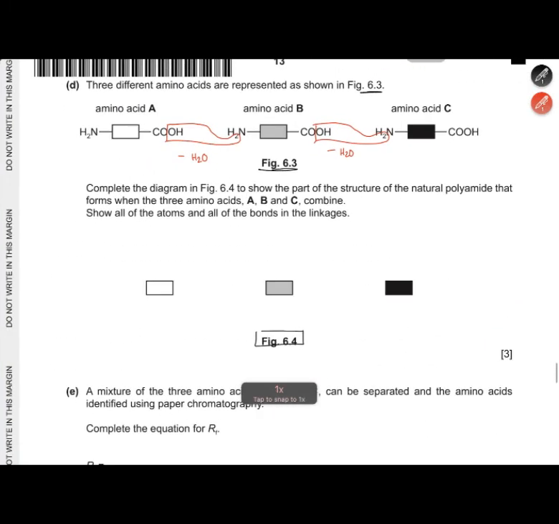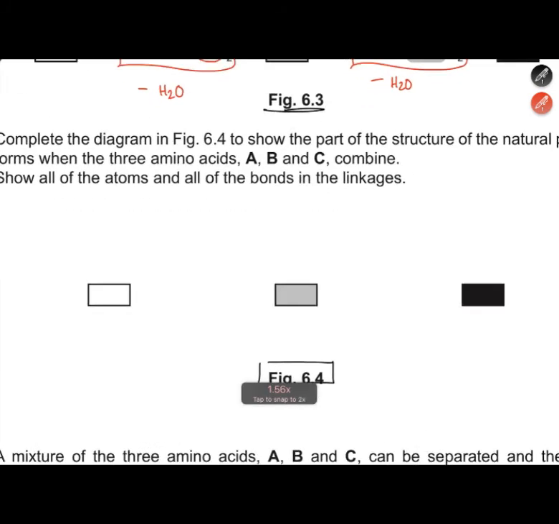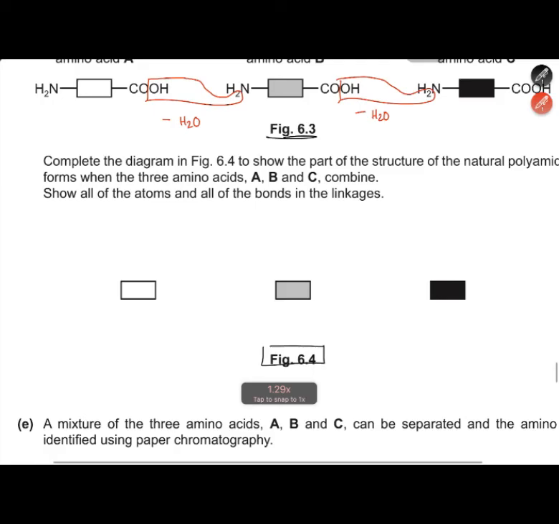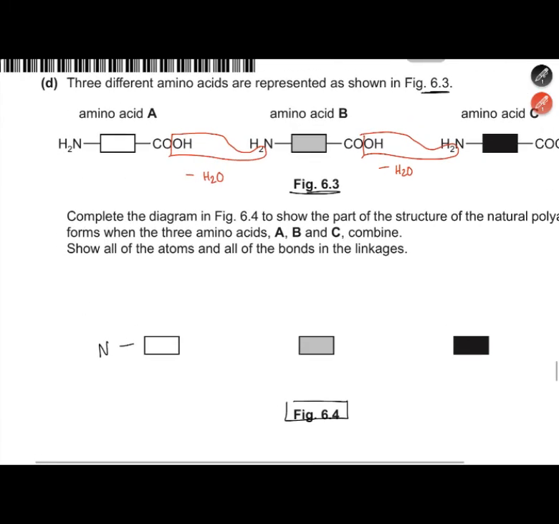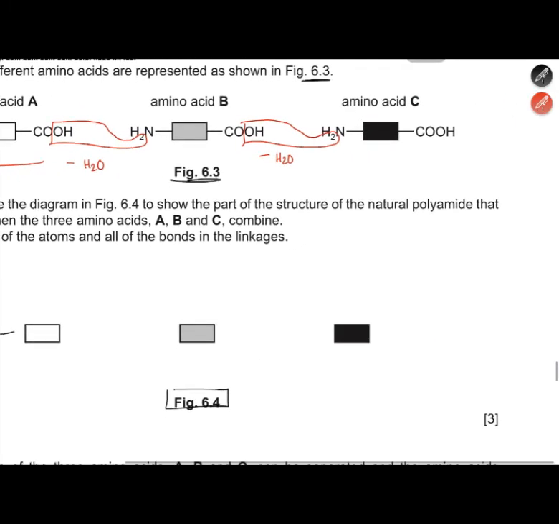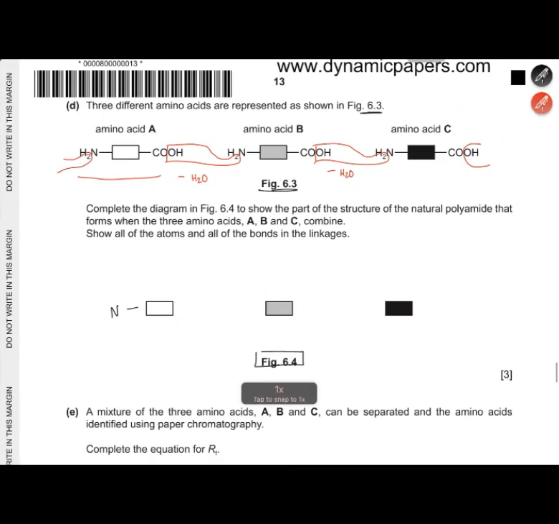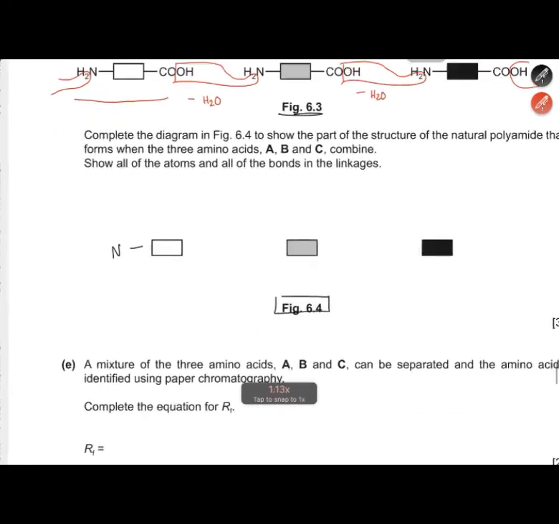Let's try to complete our drawing. Draw and show all the bonds again. This is going to be N. Look, in this atom only OH is removed. One of the hydrogens is removed here. Same here, OH is removed here. So in total, a whole water molecule is removed from each of the amino acids.